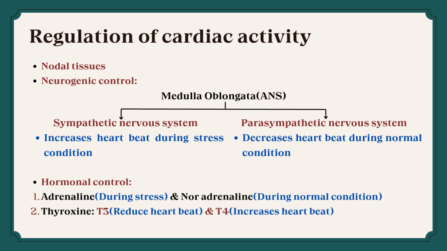Then hormonal control. Adrenaline is released during stress conditions to increase the heartbeat, and noradrenaline is released to control the heartbeat during the normal condition. Thyroxine T3 reduces the heartbeat, whereas T4 increases the heartbeat. So T3 is used during the normal condition, whereas T4 is used during the stress condition.